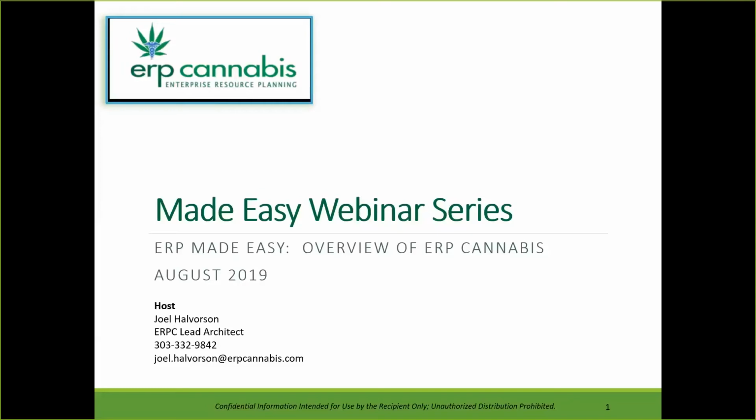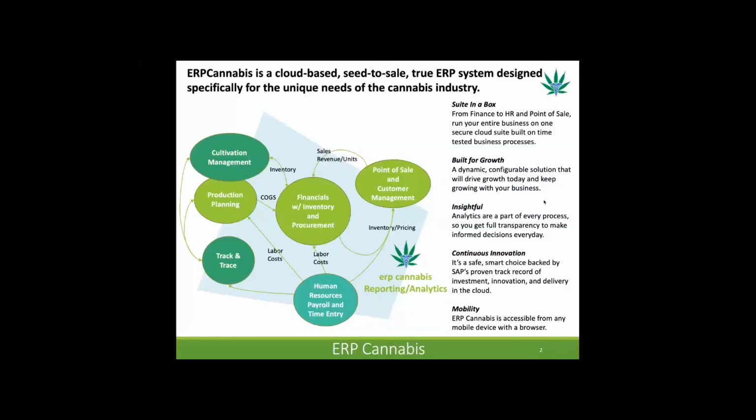So for today, we'll be going through an overview of the ERP Cannabis solution, and then we'll be doing a demo of all of the different areas and modules of ERP Cannabis. We'll go through them quickly so that we make sure that we cover them all, but hopefully it'll give you a good idea of the type of solution that we've developed for ERP Cannabis. As you can see from this diagram, the ERP Cannabis solution is a complete end-to-end ERP that was developed specifically for the cultivation industry, the cannabis industry.